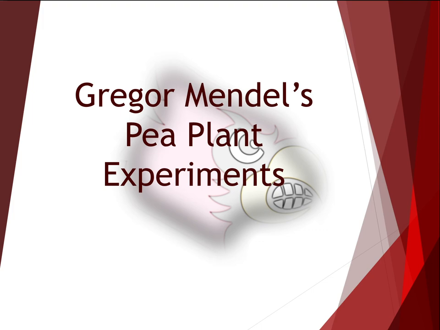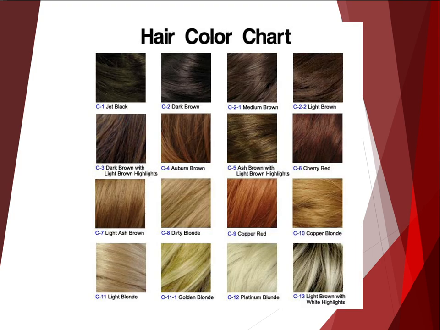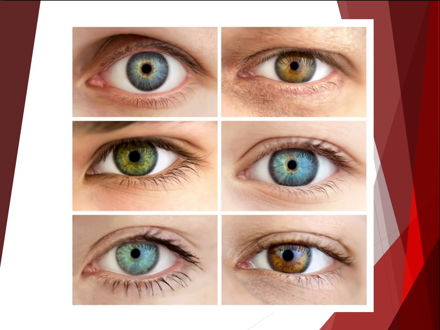First main idea, Gregor Mendel's pea plant experiments. All organisms of the same species have common characteristics. Colored eyes or hair, for example. However, members of the same species exhibit variations in these characteristics. For example, eyes or hair may exist in a variety of colors. These differences in an organism's characteristics are called traits.